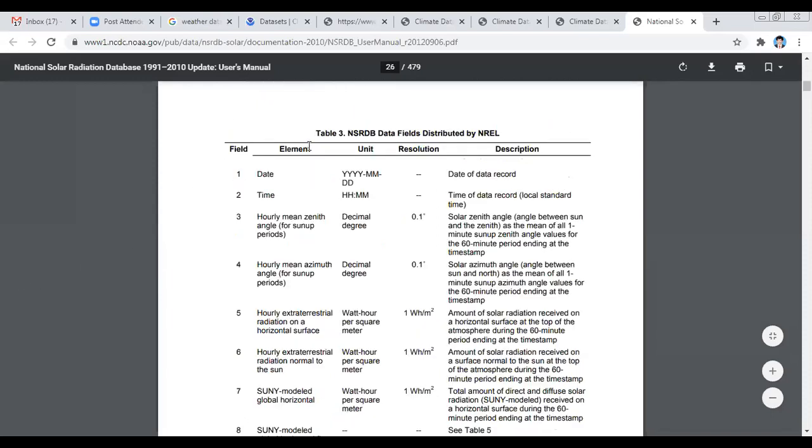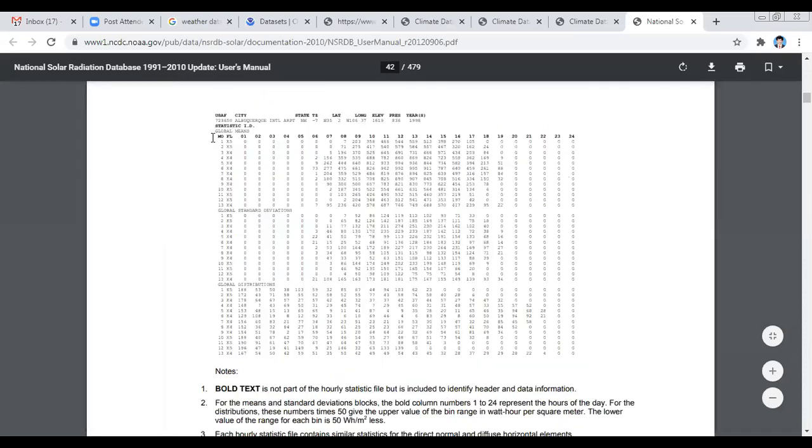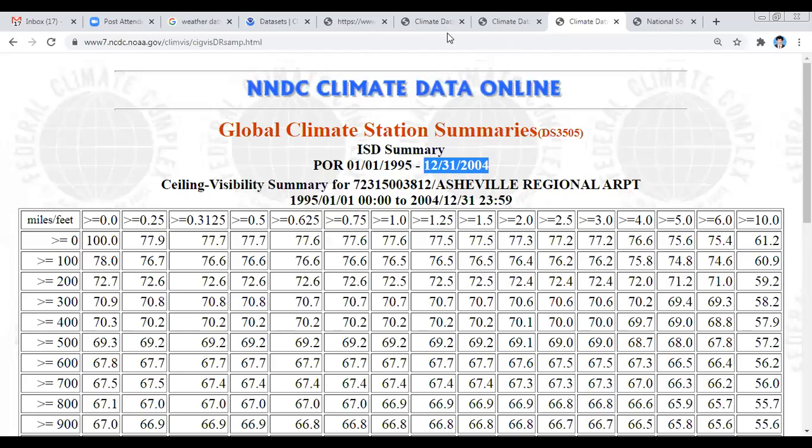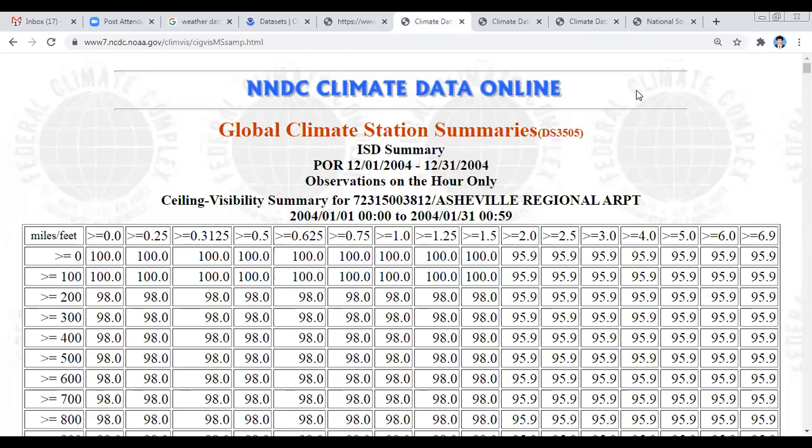See that we have fields and elements and units and resolution and description. So database fields, how it will be. So these are the various types of database. See here we have some city and state, and what is the year, in which year, what is the data, how the data is going to be processed. So this is a general overview of how this weather data is calculated, how the sensor calculates it.